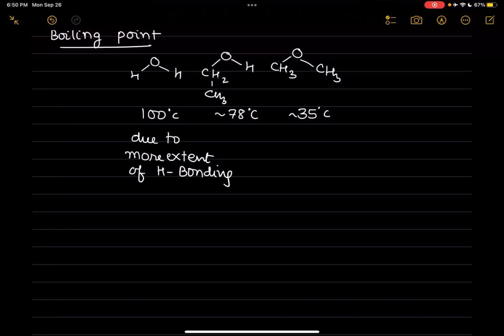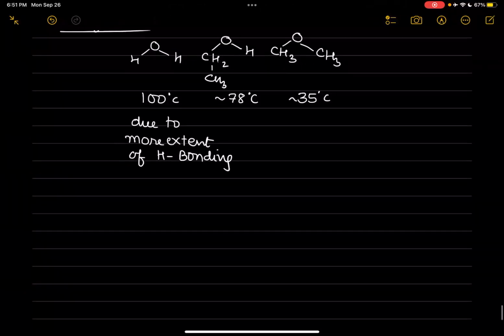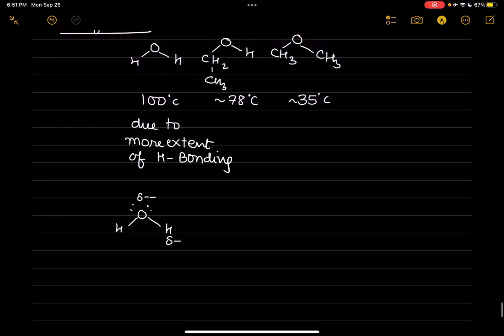Due to more extent of hydrogen bonding. And what is this hydrogen bonding? So I can show you, this is water and there are unshared pairs of electrons. Oxygen has some negative charge because it is a non-metal. And non-metals are electronegative, they have a tendency to attract electrons. So hydrogen is going to have a positive charge, right?